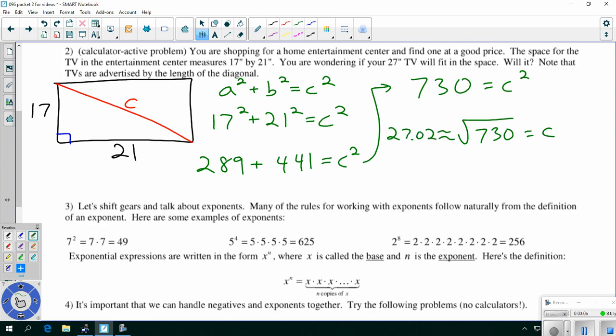Okay, so 27.02 inches, that's the size of this diagonal space in our entertainment center. So our 27-inch TV, will it fit? I suppose, just barely, right? We've got 27.02 inches and we're trying to fit 27 inches in there, so it will fit just barely.